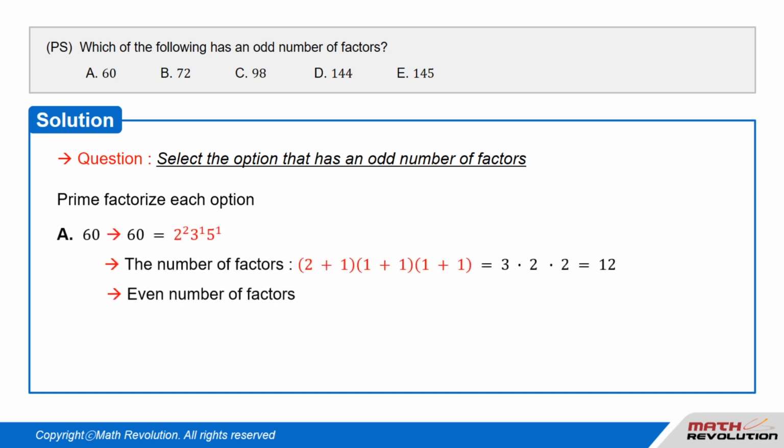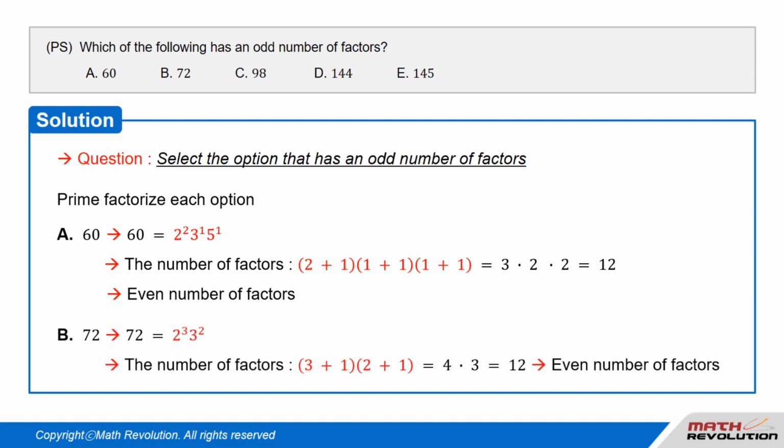A. 60. Now 60 equals 2 to the power of 2 times 3 to the power of 1 times 5 to the power of 1. So the number of factors is (2 plus 1) times (1 plus 1) times (1 plus 1), which equals 3 times 2 times 2, which equals 12. Thus, 60 has an even number of factors.